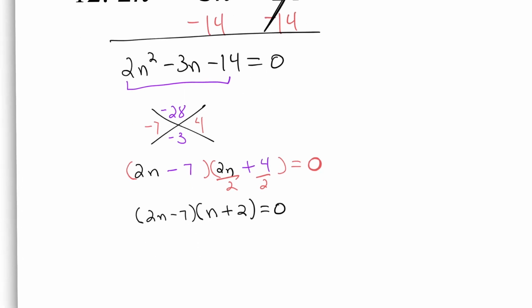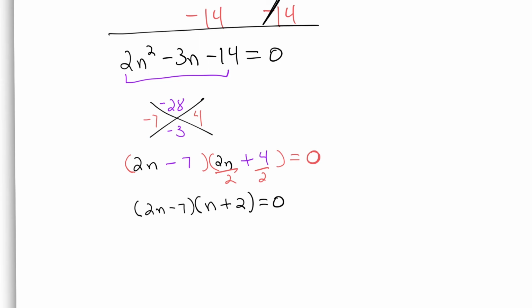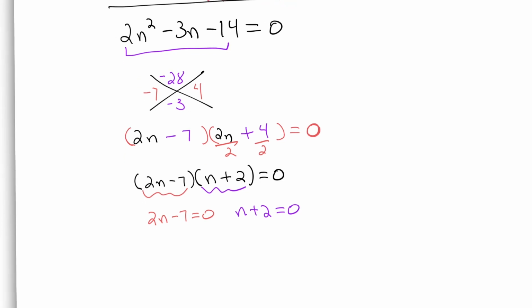But we're not done, because we need to factor. Sorry, not factor. We already factored. Now we need to solve. So I'm going to get the first binomial, 2n minus 7 equal to 0. And the second one, n plus 2 equal to 0. So you guys solve for the first equation. Add 7 to both sides.